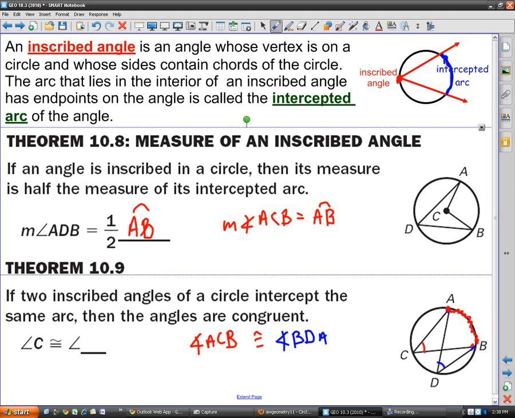So we could put angle D here if you want to, but basically it says if you have two angles that intercept the same arc, then the angles are the same measurement, which is what we know. So those are our two theorems. Make sure you pause it and copy them down. So then we have a couple questions.